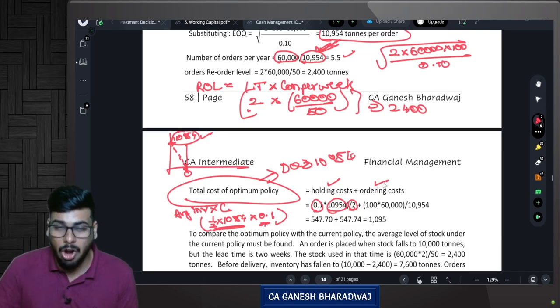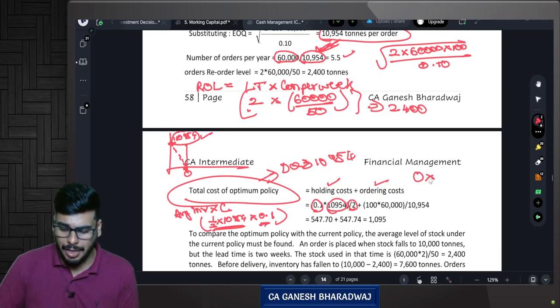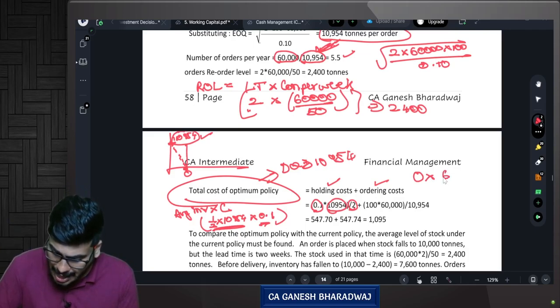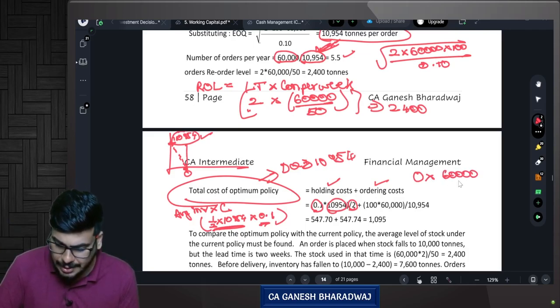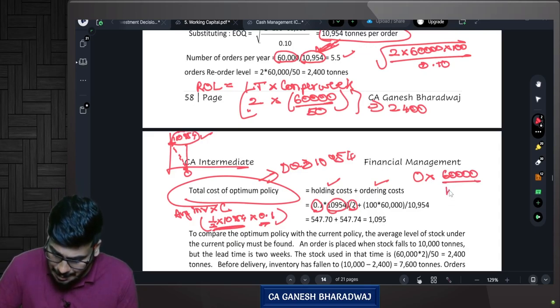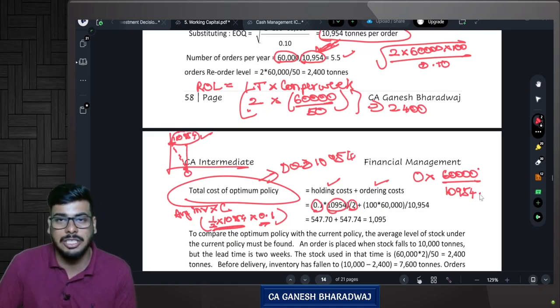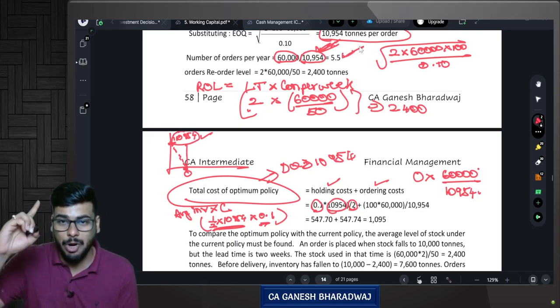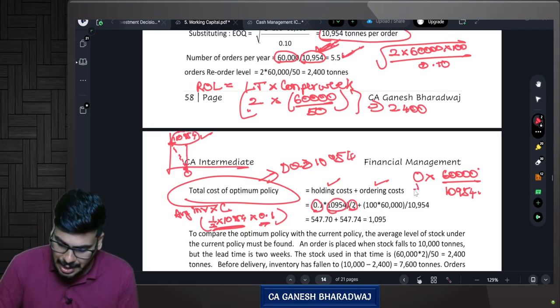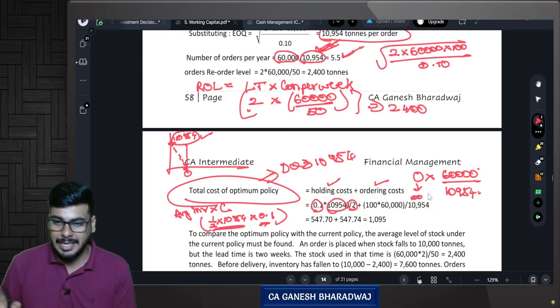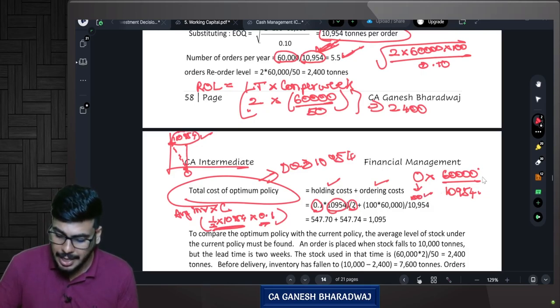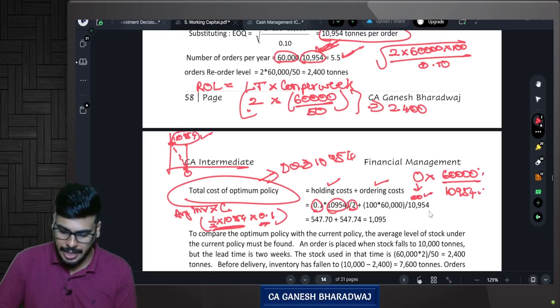Then what is your ordering cost? Ordering cost per order into number of orders. So what is the number of orders? Annual requirement, that is, I need 60,000 tons every year. Every time I place an order, I place an order for 10,954 tons. So 60,000 divided by 10,954, I am placing 5.5 orders in a year, and every time I place an order, I incur a cost of 100 rupees. Yes or no? So basically the ordering cost will be 100 into 60,000 divided by 10,954.